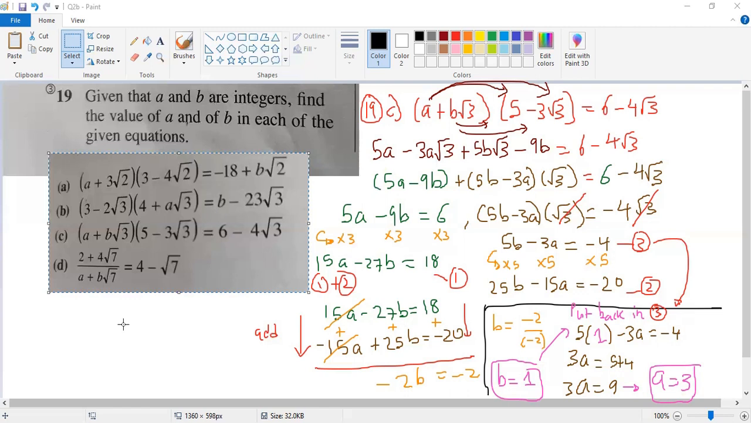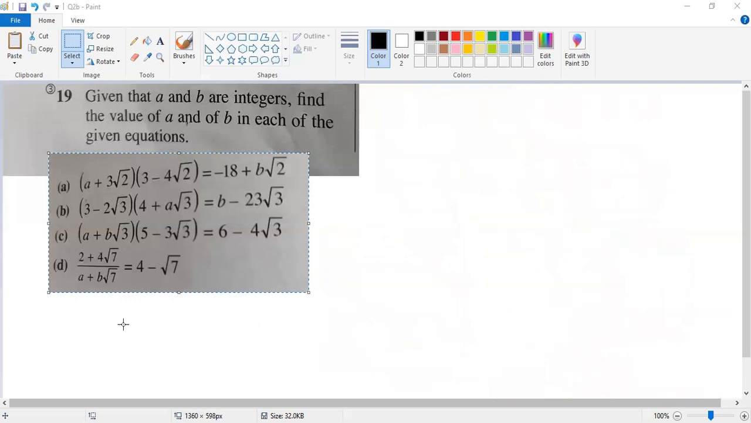Okay. The next one looks a bit harder than usual, isn't it? I'll show you a different way. All this while you've been doing it by multiplying that. I'll show you a completely different way, hopefully. So you'll understand something else about these numbers. Okay, let's begin with 19D, please.